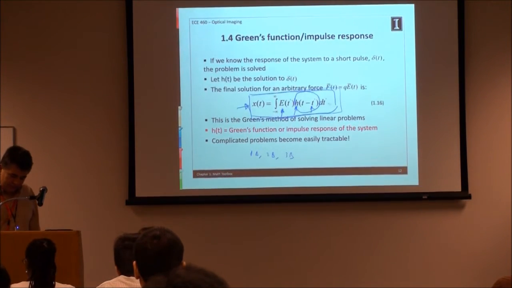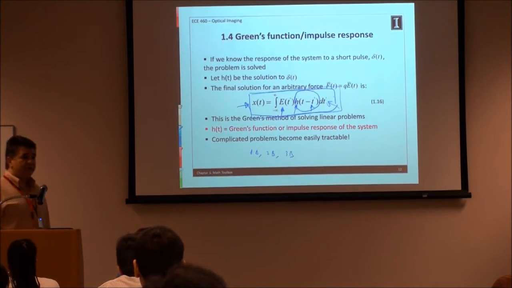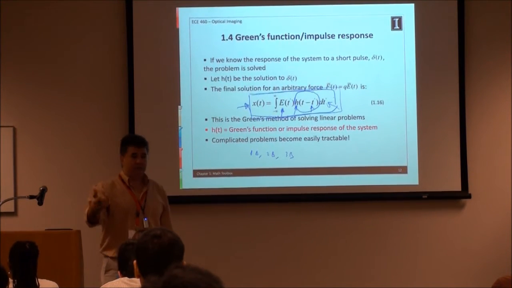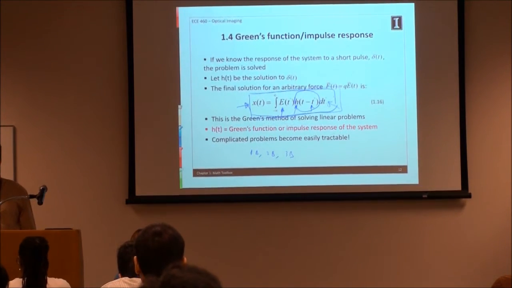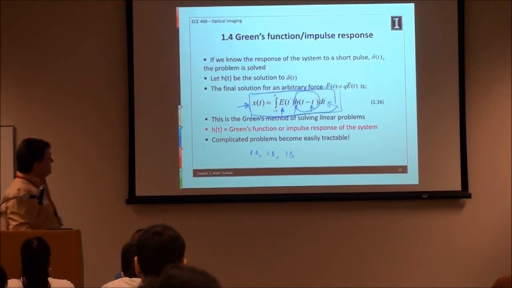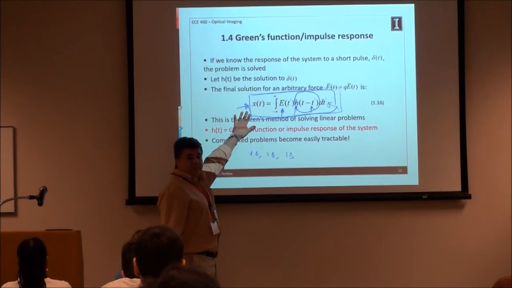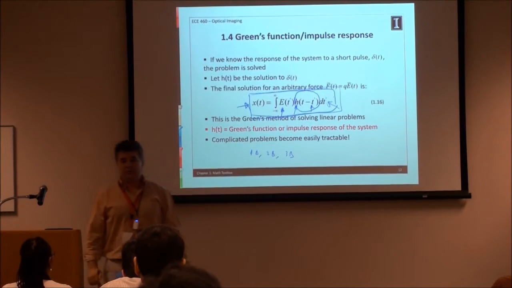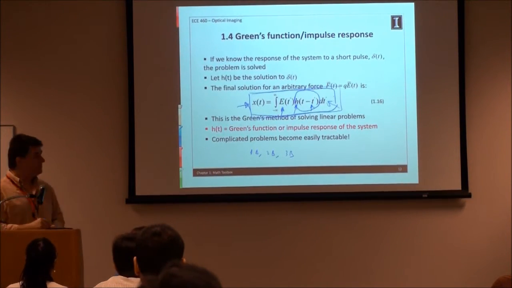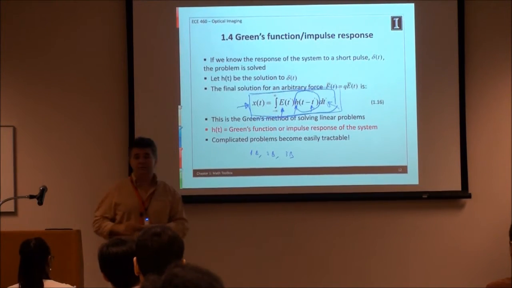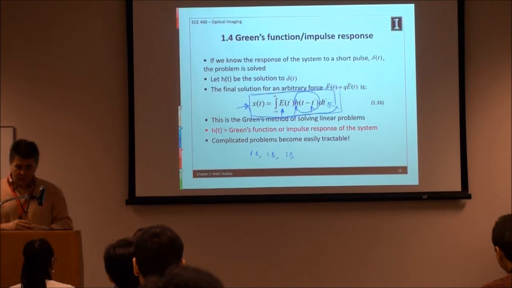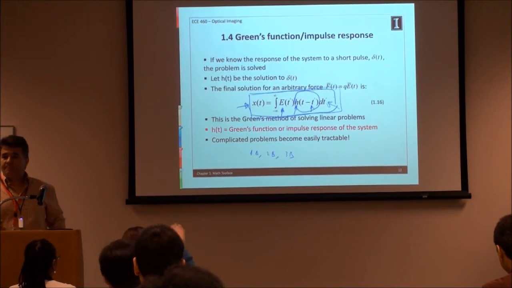So any deviations from this kind of a convolution result will tell you that there is some nonlinearity in your system. Any questions about this? Do you have a good feeling about this? So I assume you don't know anything about linearity. This is a crucial result that will allow us to solve problems very easily in many branches of optics.